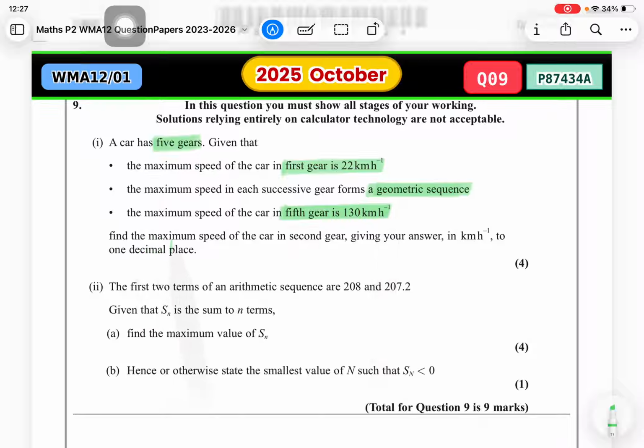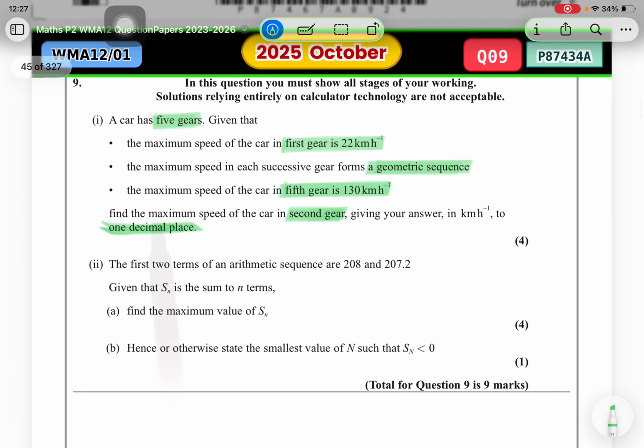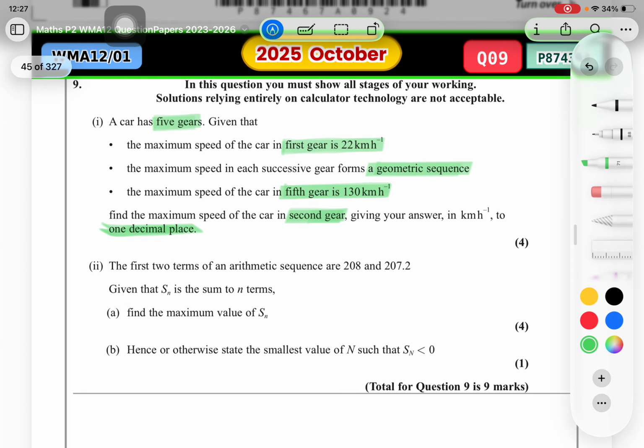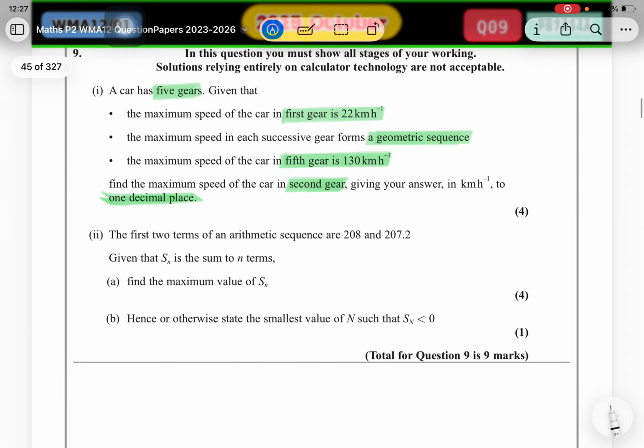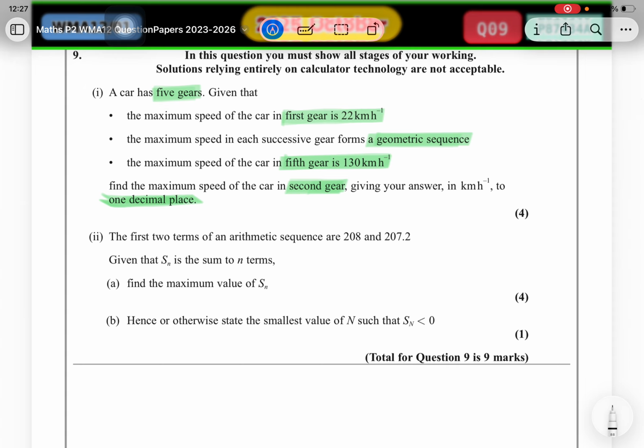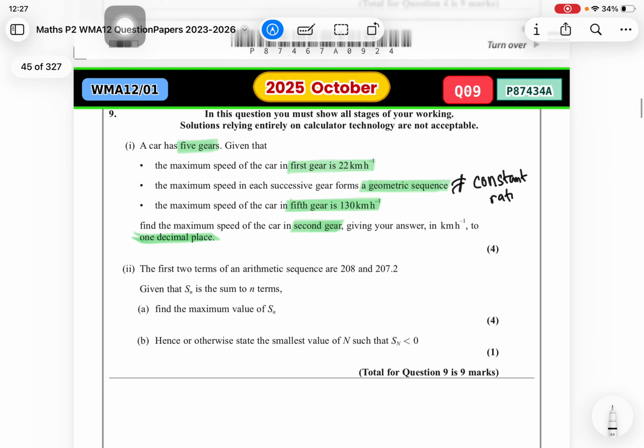We need to find the maximum speed of the car in the second gear, giving your answer in kilometers per hour to 1 decimal place. Okay, so let's write up all the information we have. Since it's a geometric sequence, we know we have a constant ratio. This is what we have in these questions.